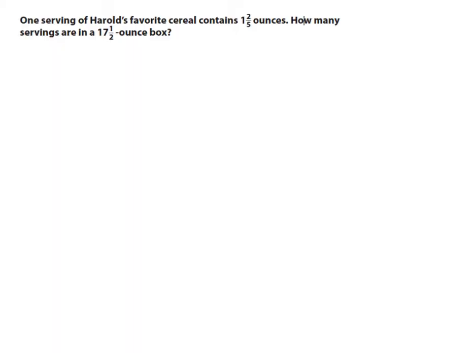So here is our first question. It says 1 serving of Harold's favorite cereal contains 1 2/5 ounces. How many servings are in a 17.5 ounce box? So the first thing you want to do in order to come up with a good problem to work with is try to figure out what exactly we have that's the whole thing, and then how many pieces we're trying to divide it into. So in this particular case, our cereal box is the whole thing, the big thing that we're trying to divide, and then we're trying to divide it into 1 2/5 ounce servings.